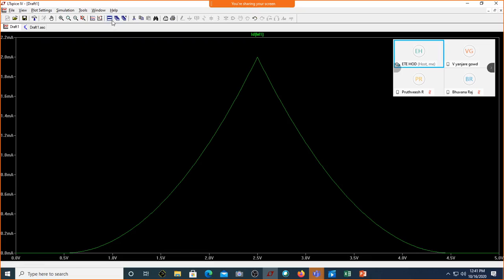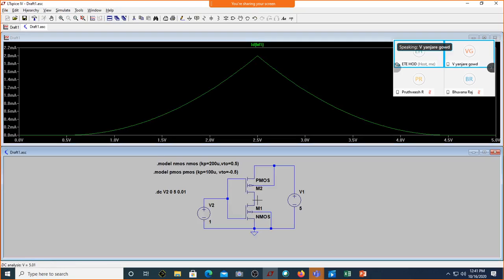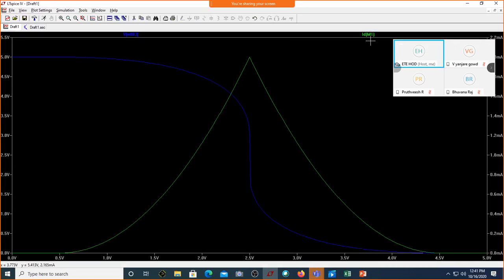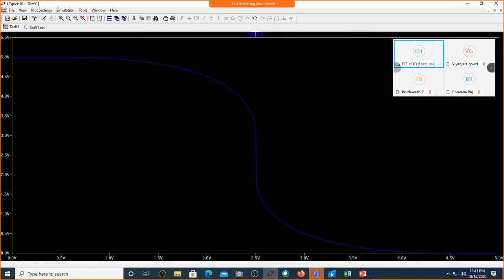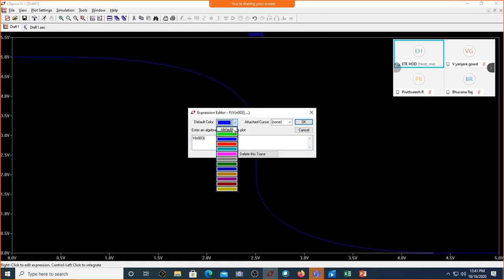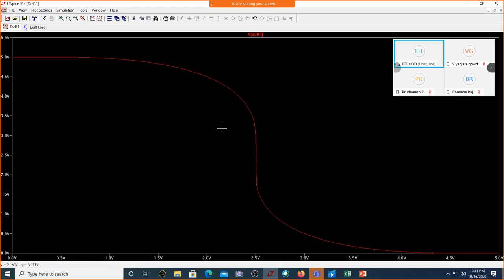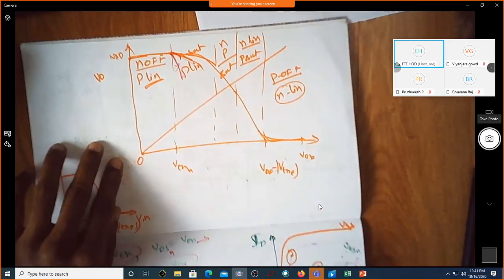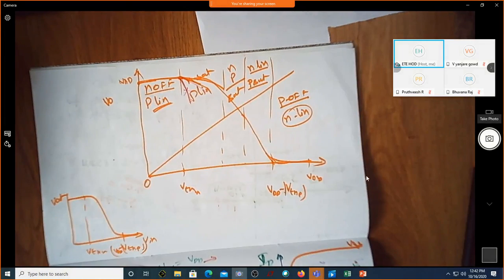How does the output look like? This is the output characteristic. This is the actual VTC. Let me take out the current, and I will change the color. Okay, this is what we have seen, this is what we have written in the VTC. Correct? This is how it is flowing.